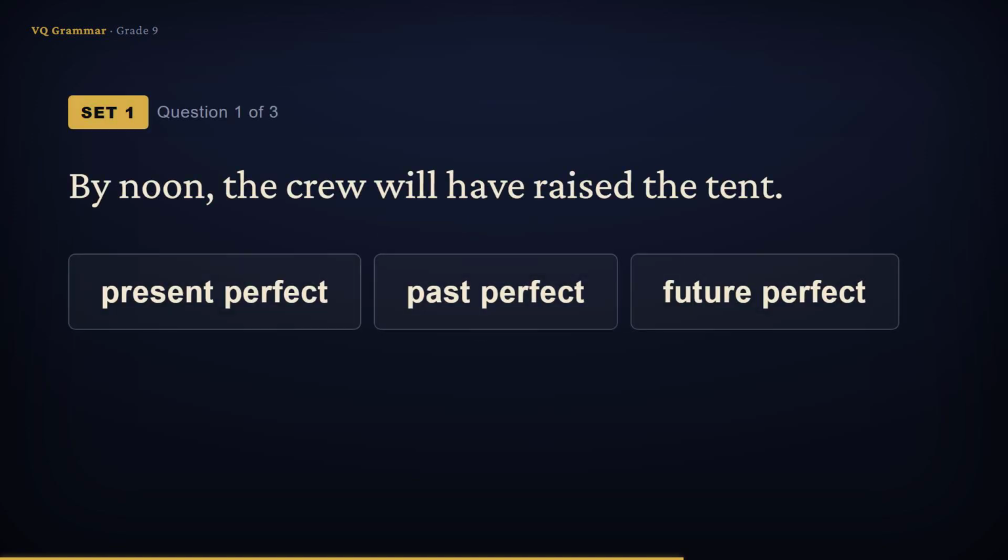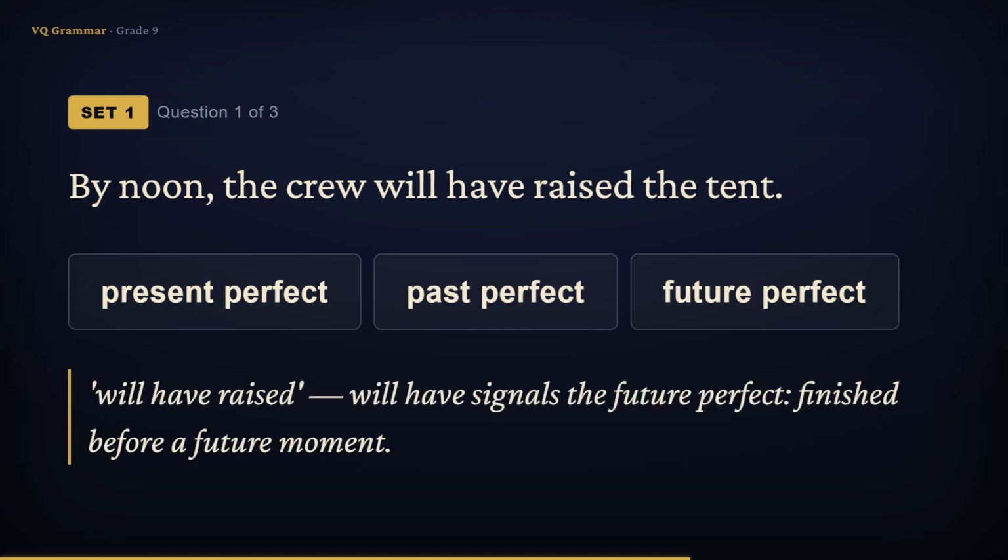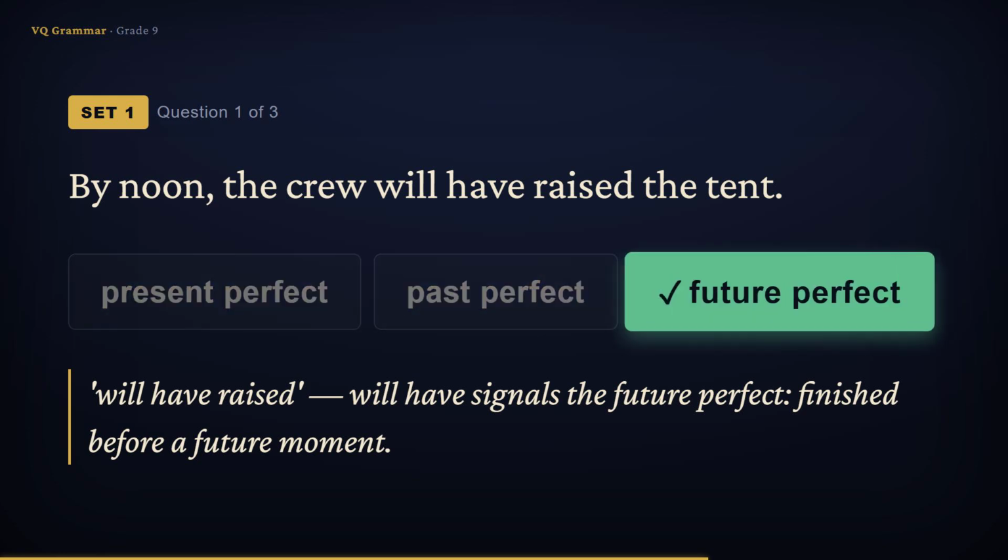By noon, the crew will have raised the tent. Look at the verb, will have raised. That will have is your signal. It points to an action finished before a future moment, noon. So this is the future perfect.